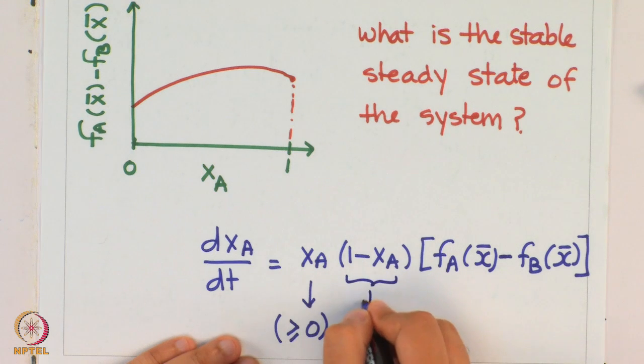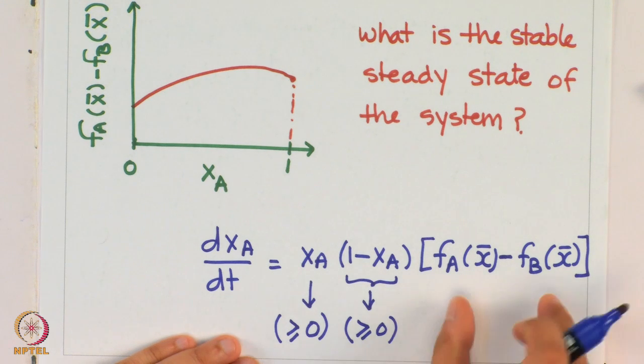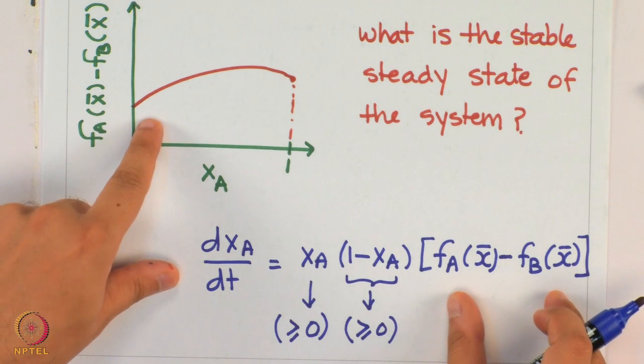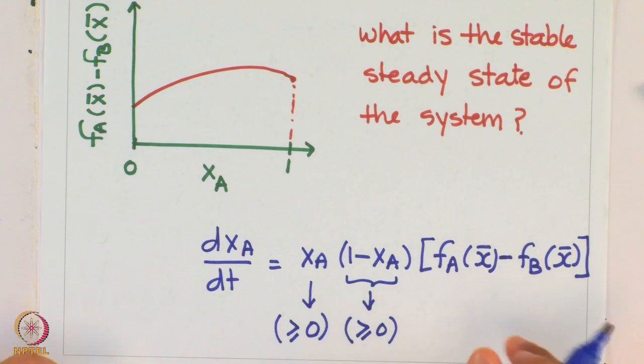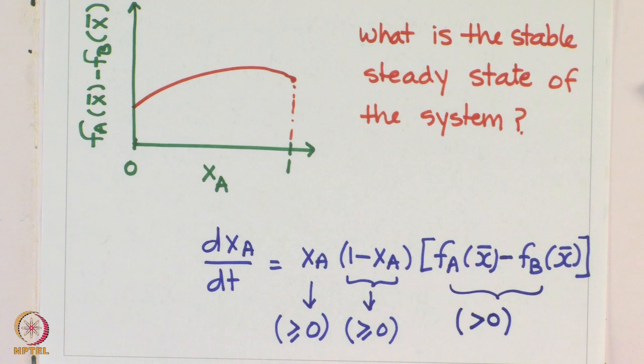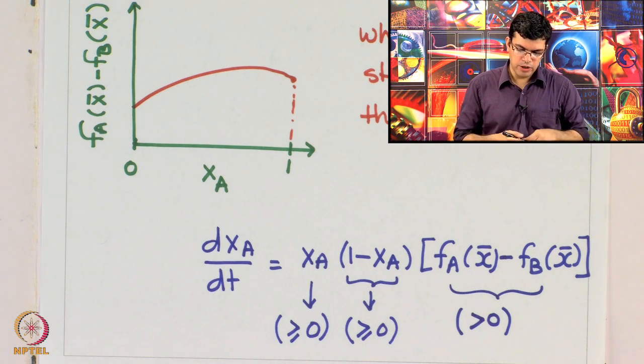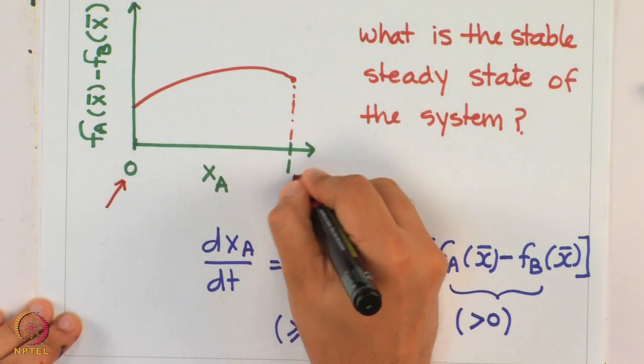1 minus x A is an expression which is always greater than or equal to 0, because by definition x A cannot exceed 1. So, 1 minus x A is equal to 0 when x A is equal to 1, but is otherwise between 0 and 1 and is always positive. And f A minus f B is in this case given to me by this expression, which tells me that f A x minus f B x is a type of function which is always greater than 0. So, what that tells me is that this expression dx A by dt is actually never less than 0, but could only be equal to 0 or greater than 0. It is only equal to 0 at two particular values, x A equal to 0, x A equal to 1.